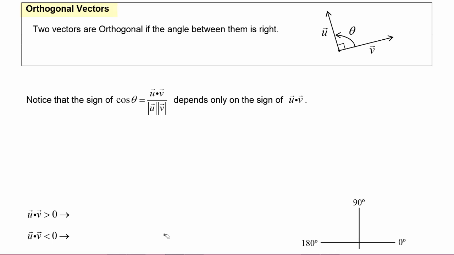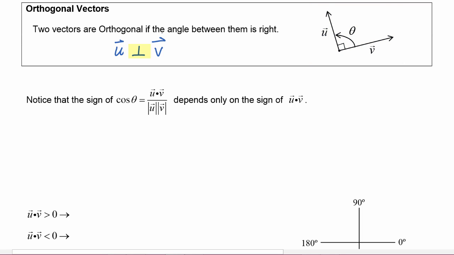Next, we're going to discuss orthogonal vectors. Two vectors are orthogonal if the angle between them is right. So looking at this diagram, we have vector u and vector v have a right angle between them. So because theta is a right angle, we would say that vector u is orthogonal to vector v.